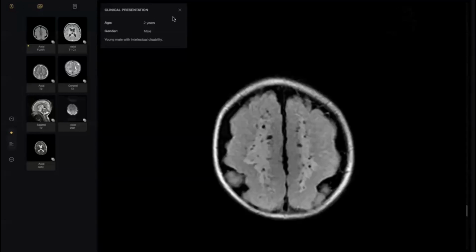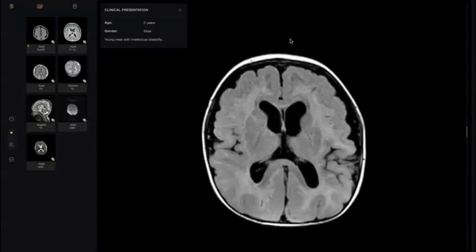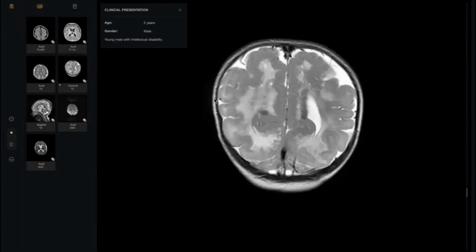A 2-year-old male patient presented with intellectual abnormality. Sir, I'm provided with the weighted images. I think these are susceptibility images.